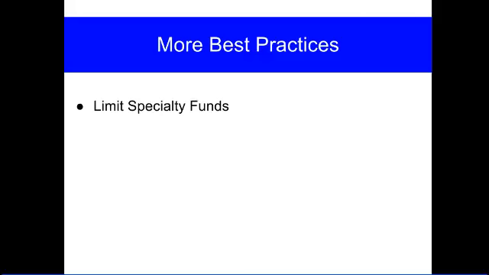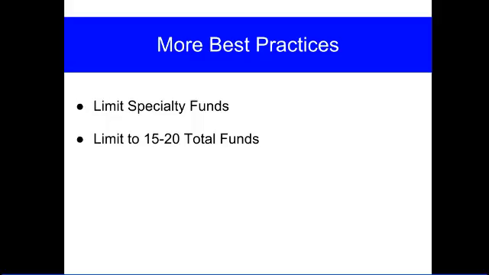So here's some more best practices. You want to limit the specialty funds. You can add those if you've got a workforce that is higher educated, that sort of thing, but you don't want to have a whole lot of specialty funds if you've got a blue collar workforce. So you want to tailor the funds around the educational level of the plan participants as a whole.